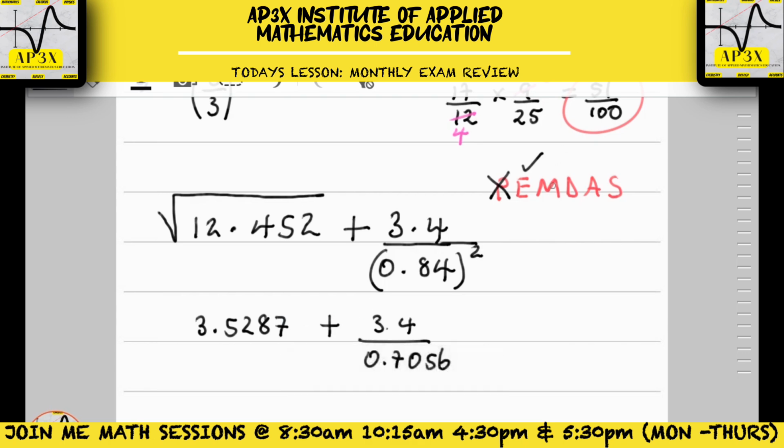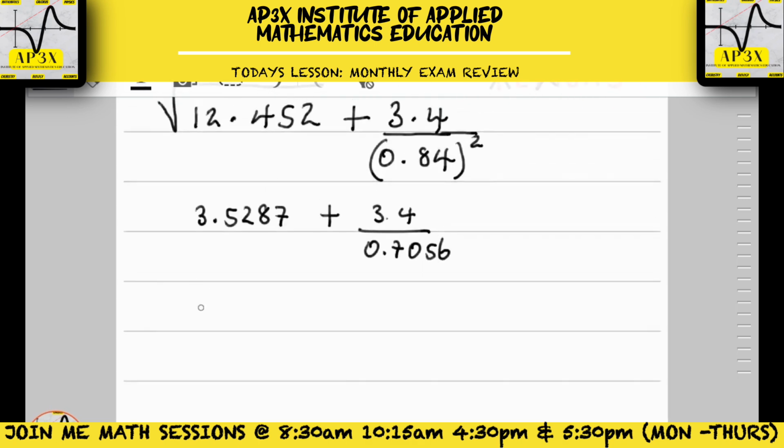You will notice next that multiplication is our next operation. There is no multiplication available, so we're going to be moving to division next. And so obviously the only thing to divide here is to rewrite our 3.5287 and then add that to the quotient of 3.4 divided by 0.7056. So 3.4 divided by 0.7056 gives us 4.8185. All right, it could be 86 as a rounded off answer.